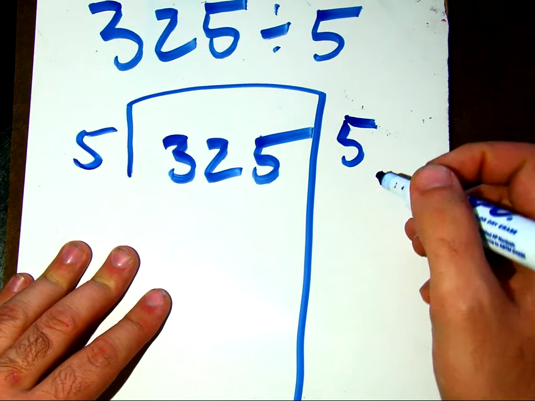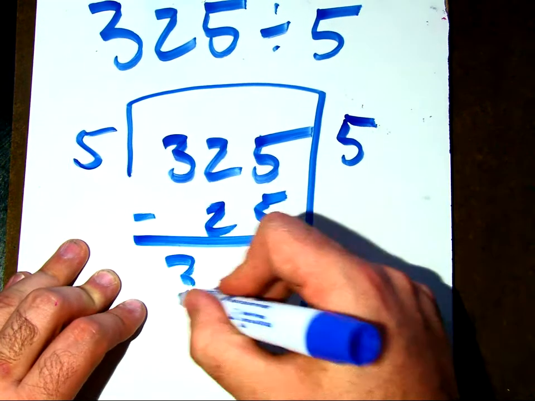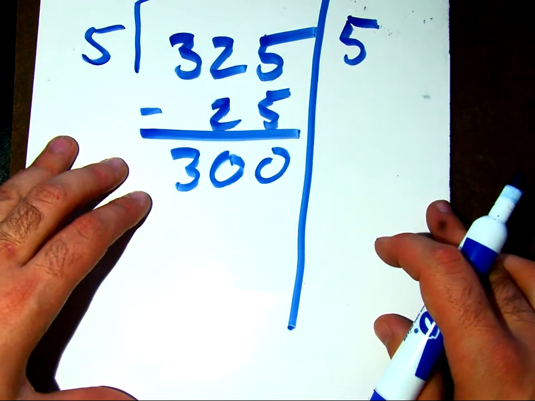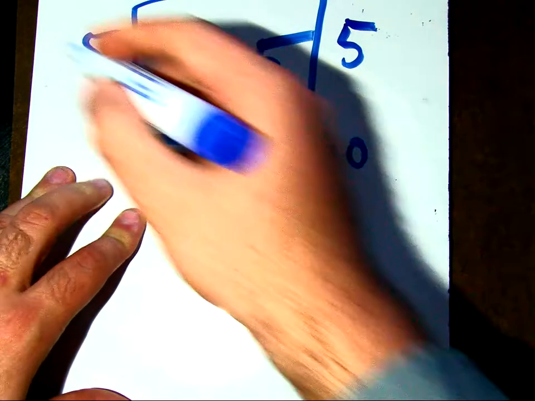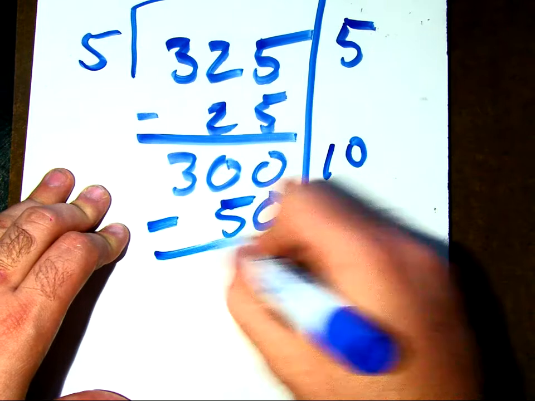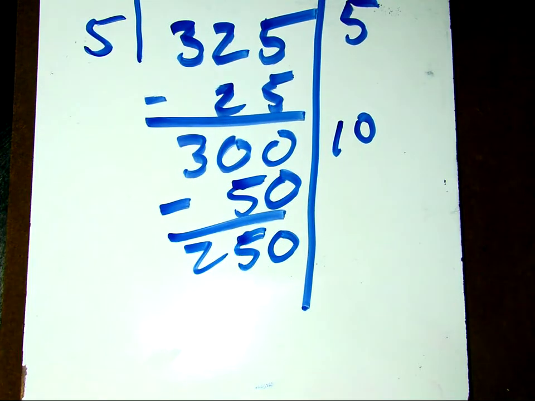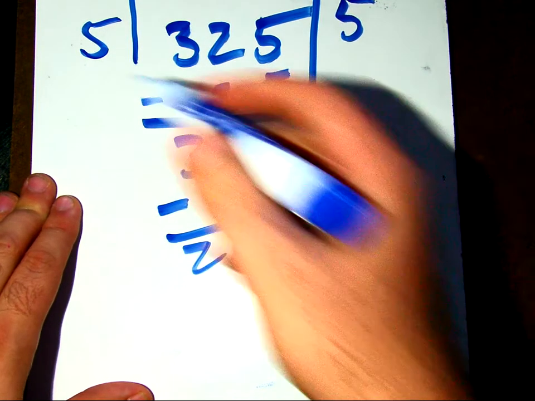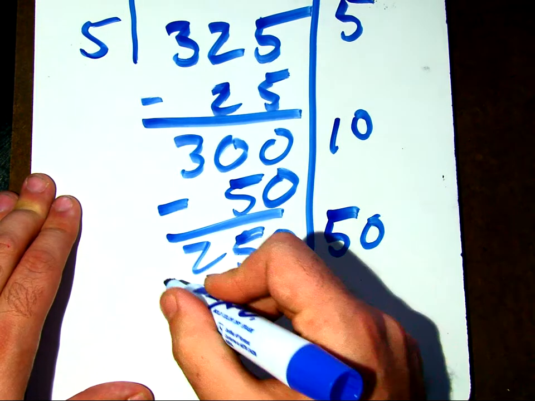Now, 5 times 5 is 25. I subtract, I have 300. Okay, so that clearly wasn't anywhere close to enough. I can try something a little bigger. Let me try 10. 10 times 5 is 50. I have 250. Okay, we're still not anywhere close to enough. Let's try something a little bigger still. Let's try 50. 5 times 50 is 250. I subtract, and I have 0.